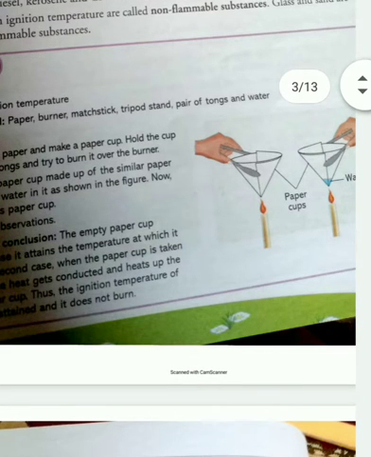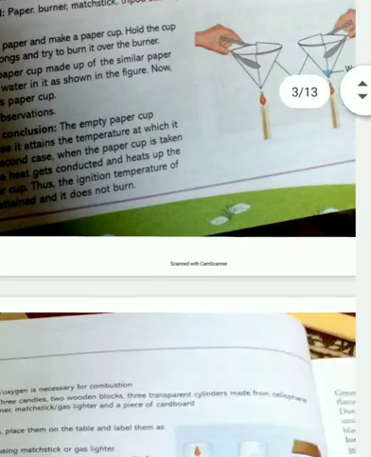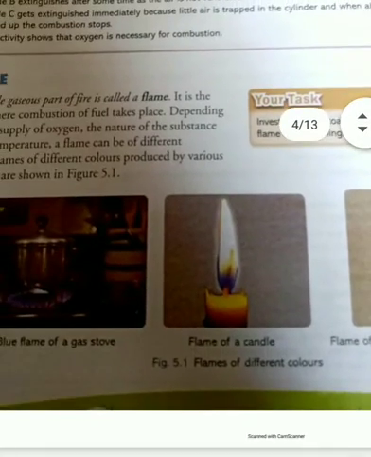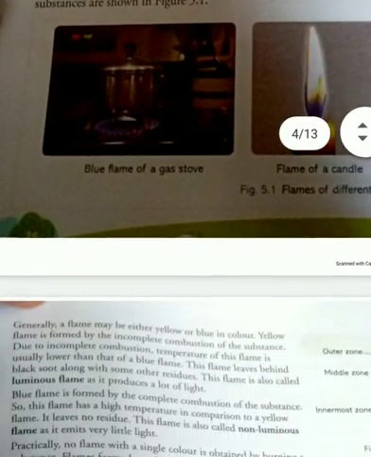Both these cups are made of paper, but what was the difference between them? One has water and the other lacks water. The paper cup which did not have water attained its ignition temperature faster as compared to the other one. So I think this property of ignition temperature is clear to you. Then let us come to the next topic, that is flame.